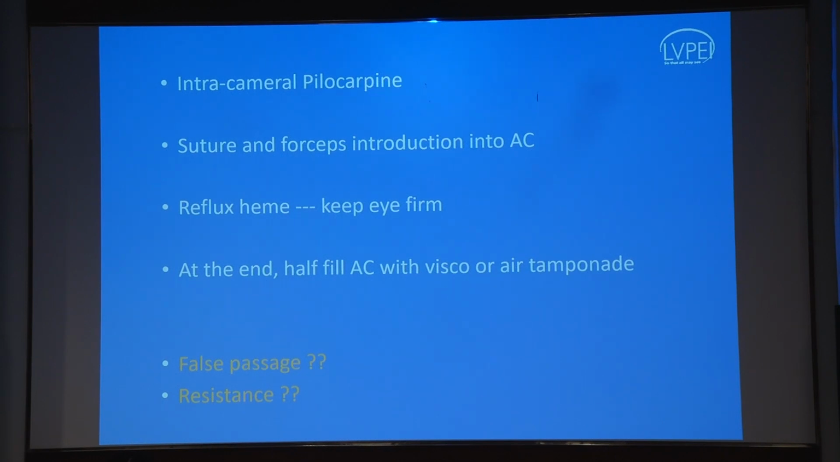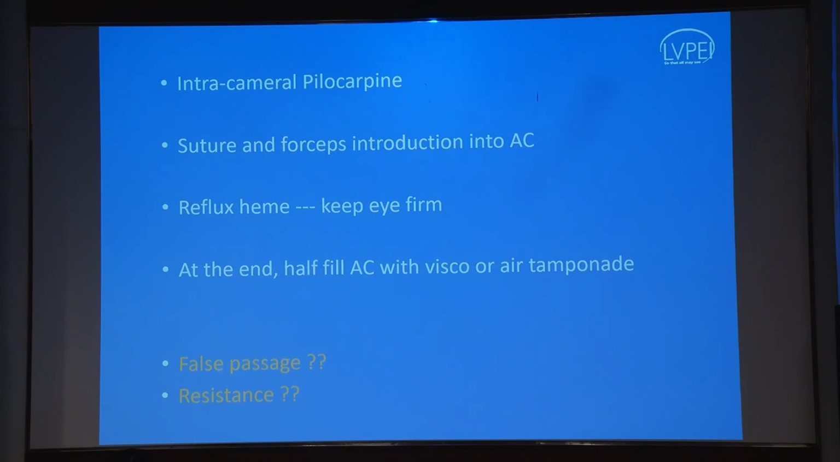And intracameral pilocarpine in standalone procedures would help you prevent any trauma to the phakic lens, and also improves the visualization of the angle. And the suture and the forceps that we use to hold the suture intraocularly and pass the suture along the trabecular meshwork, it's better to place it in the anterior chamber before putting the lens, because once you put the lens, the external and the internal appearance of the suture is different. I'll show you that.